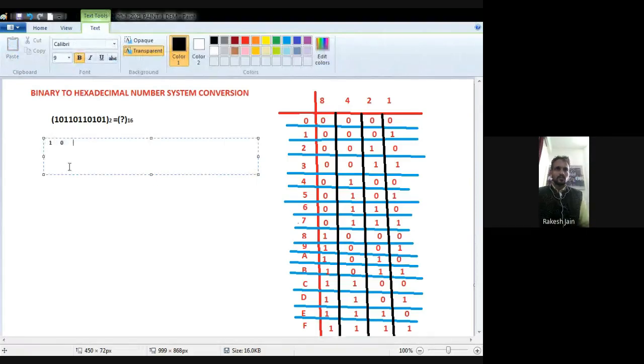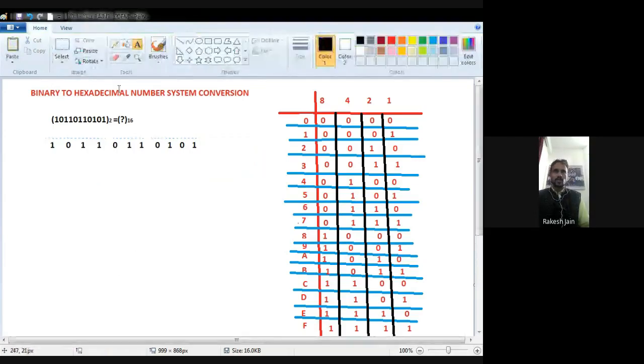What I want to say is, first of all, we have a number 1 0 1 1 0 1 0 1 1 0 1 1 0 1. Wait, increase the font size first of all. So I have the number written out: 1 0 1 1 0 1 0 1 1 0 1 1 0 1 0 1.